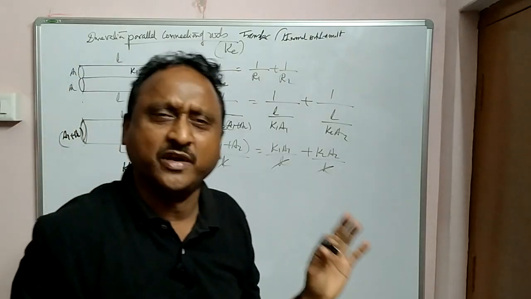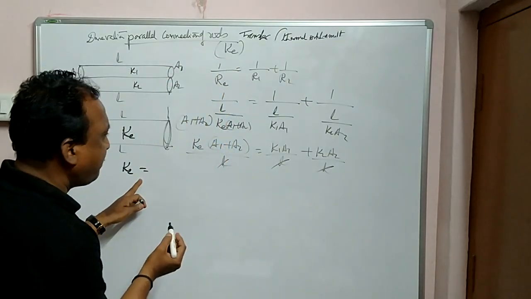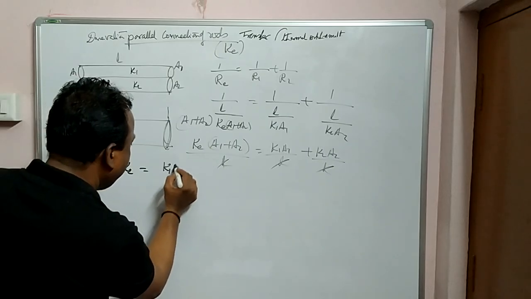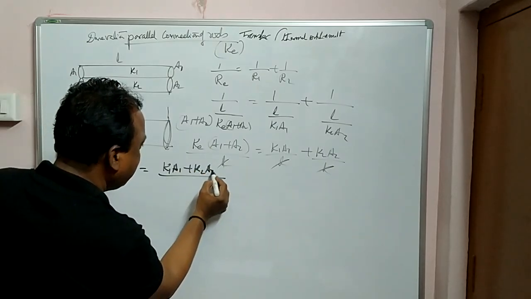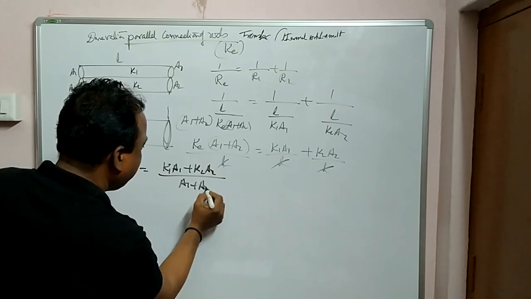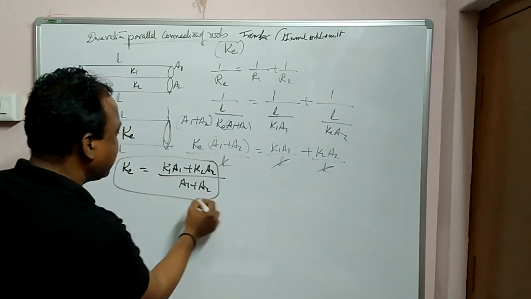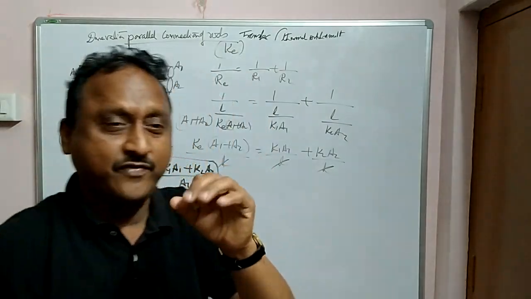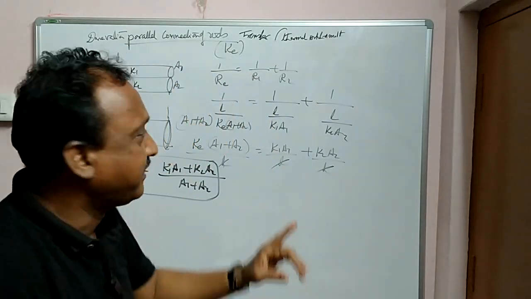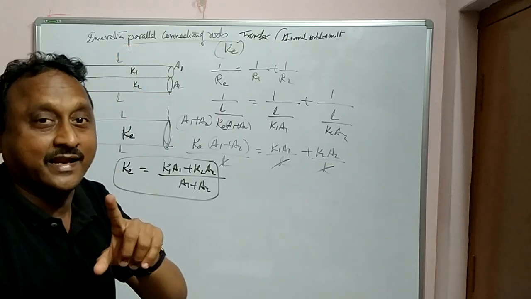Equal area also you can do it by using this formula. So K effective is equal to what happens? K1 A1 plus K2 A2 by A1 plus A2. So this is the value, derivation value for effective value of conductivity, thermal conductivity when rods are connected in parallel.